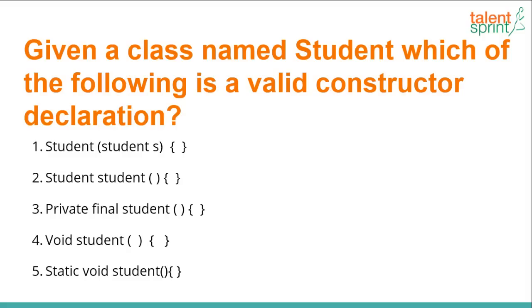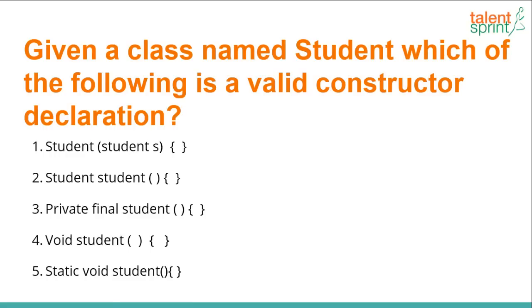All right. Given a class named student, which of the following is a valid constructor declaration? Constructors again are also part of OOPS. I'm sure you are aware of what a constructor does. Which one of these is a valid constructor declaration? Check your options nicely, because most of the time all these options are almost correct. They are trying to trick you in one way or other to get the right answer. So make sure you take a good look at all the options.